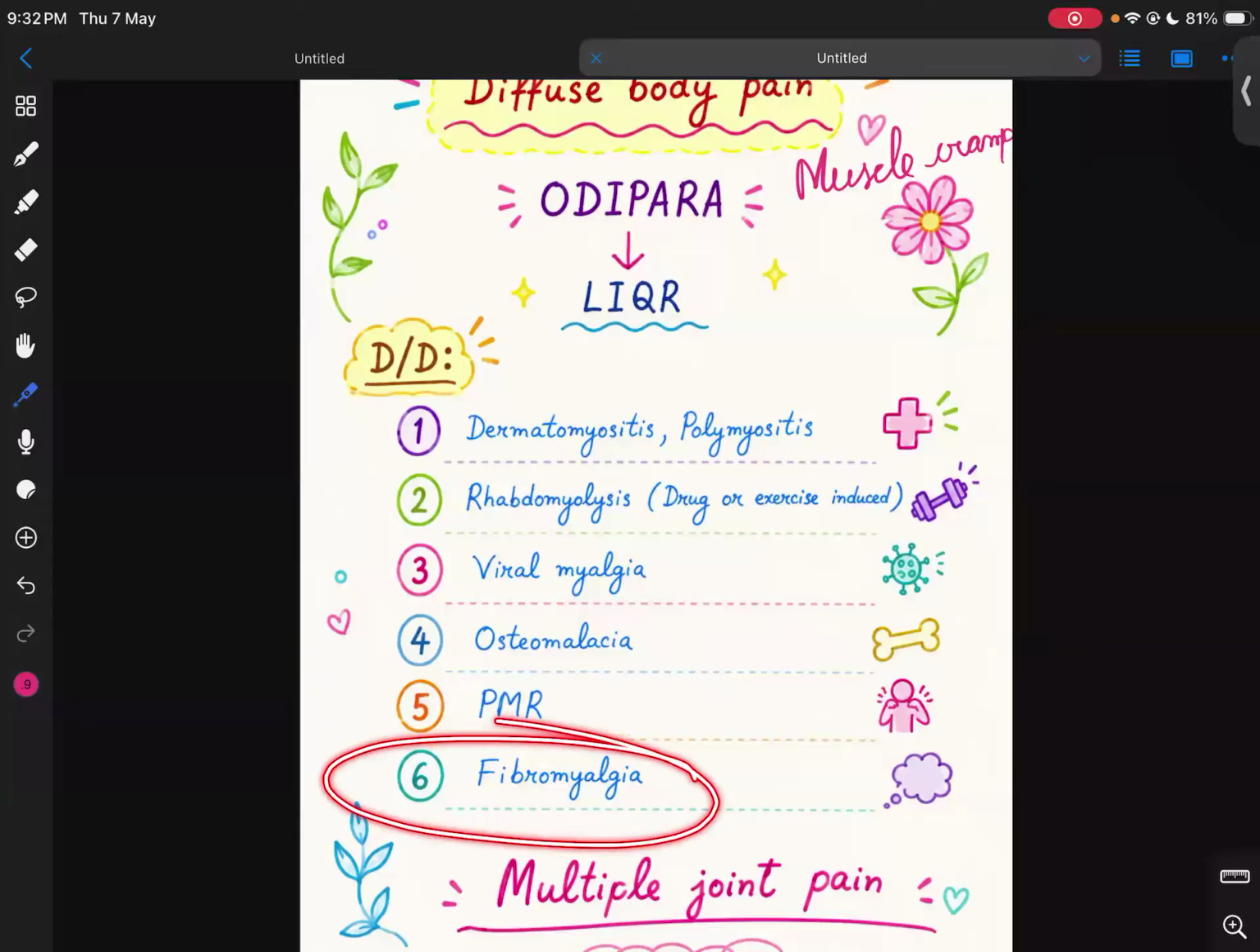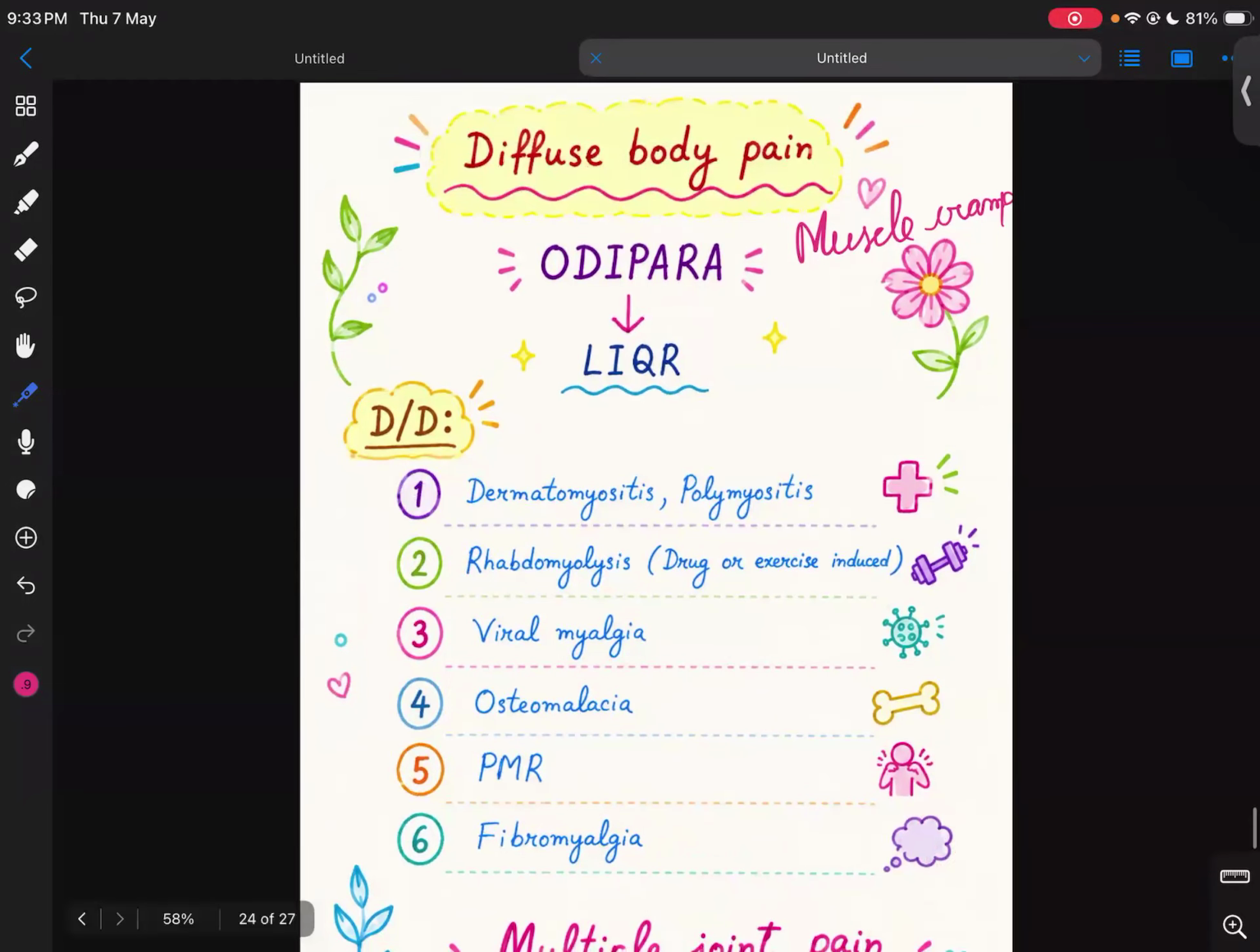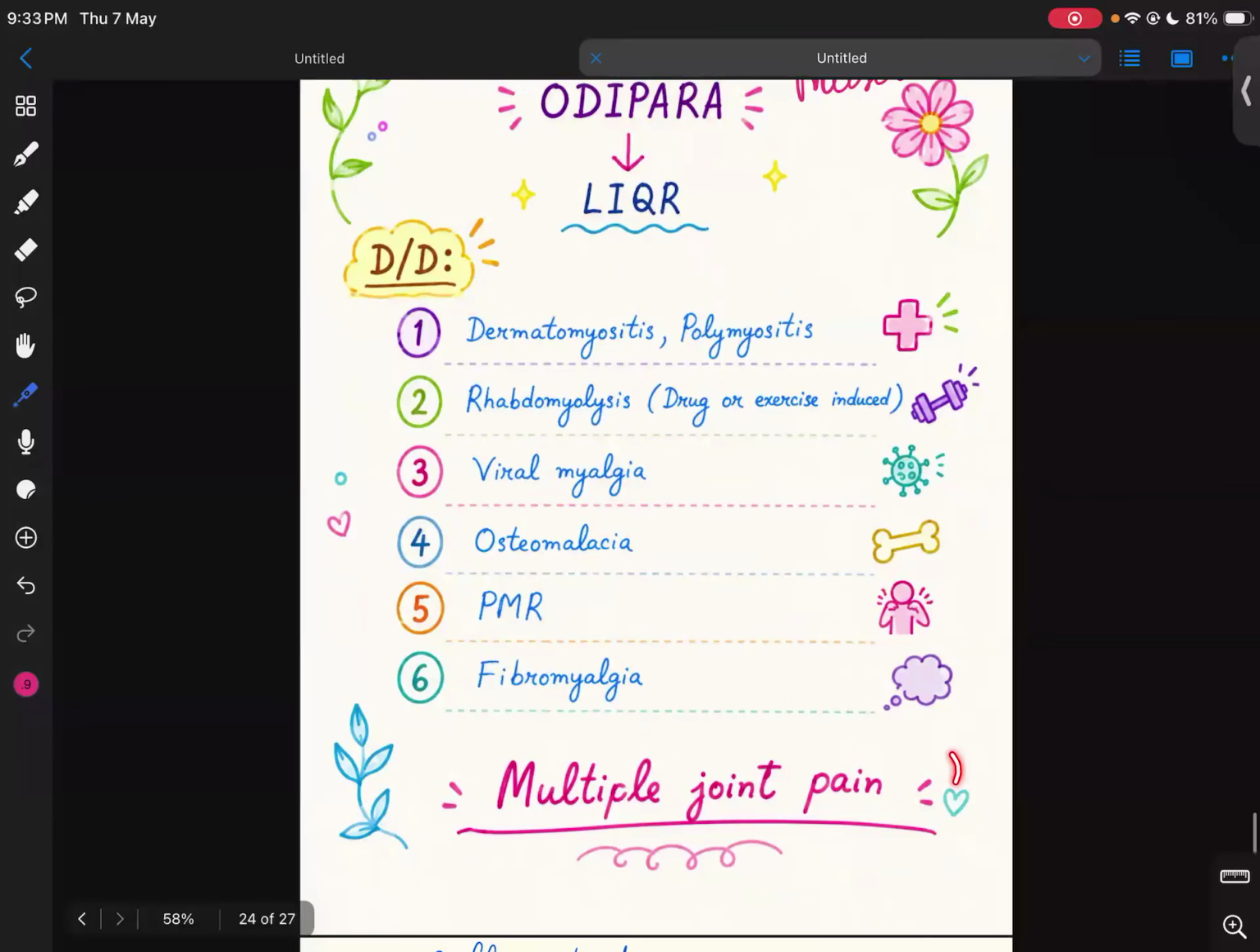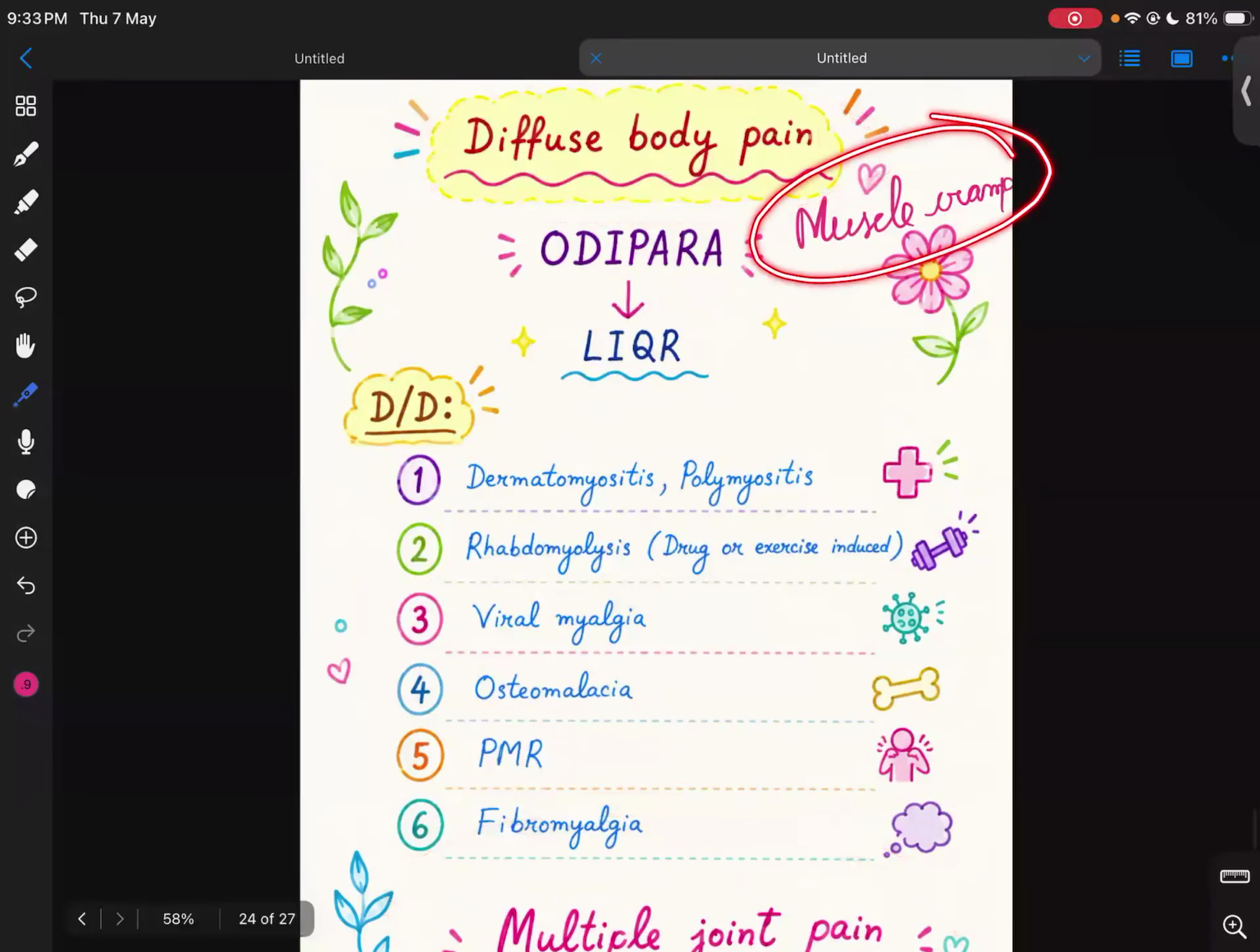Then for fibromyalgia, ask about night sleep. What about your sleep? And that's all for the prompt of diffuse body pain or multiple joint pain or muscle cramp. Any question from any doctors? This is going to be the last prompt of today's conversation. If there is no question, let me finish the prompt session by asking one question to all the doctors.